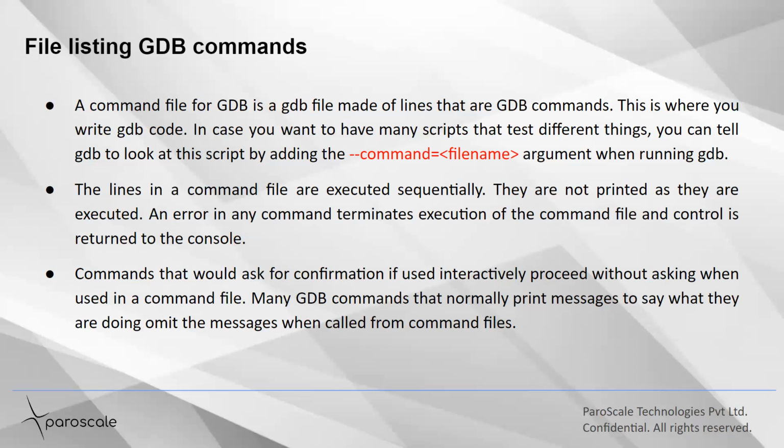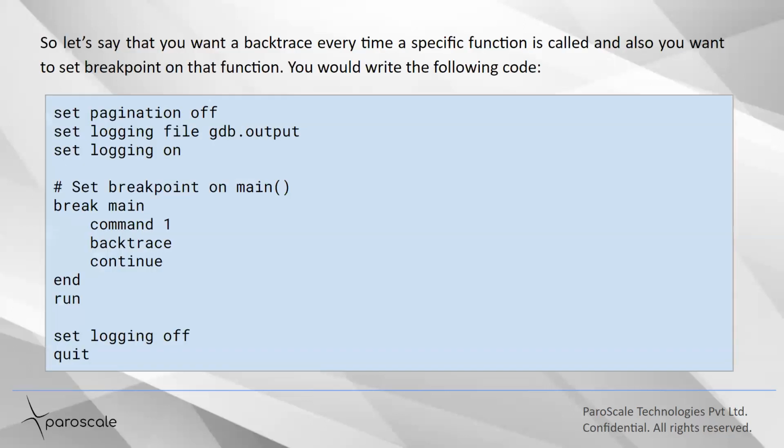If an error occurs in any command, it terminates execution of the command file and control is returned to the console immediately. Commands that would ask for confirmation if used interactively proceed without asking when used in a command file. Many GDB commands that normally print messages to say what they are doing omit the message when called from command files. So let's take an example.